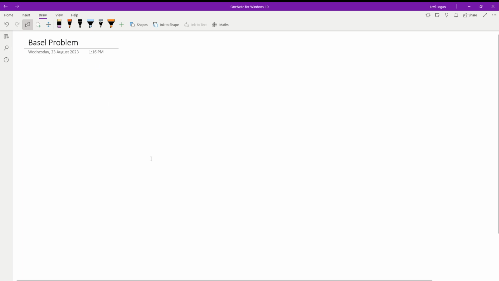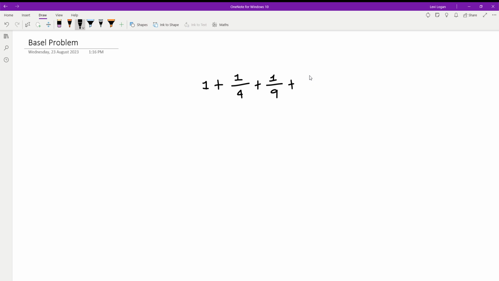Hey guys, in this video we're going to be taking a look at the Basel problem. So the Basel problem is basically an infinite series of the reciprocals of square numbers. In other words, if you have 1 plus 1 on 4 plus 1 on 9 plus 1 on 16 and so on and so forth, you can see the reciprocals of all these are squares.